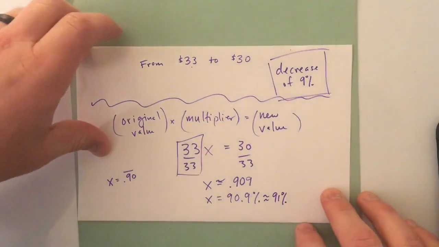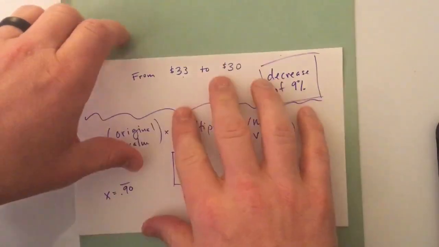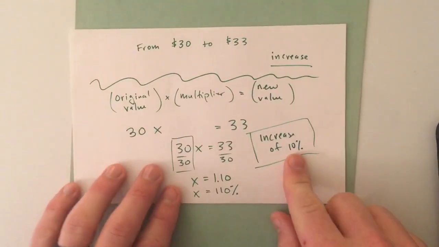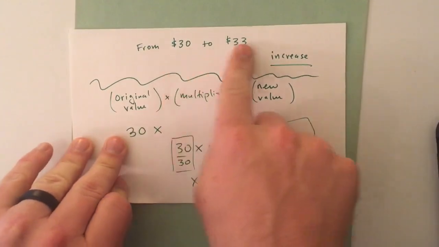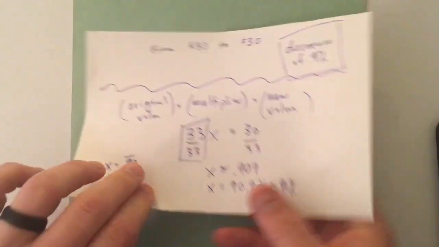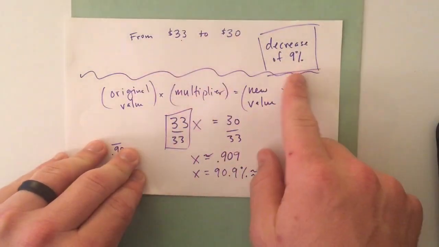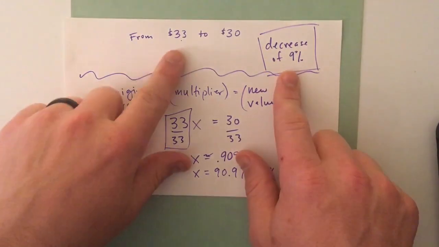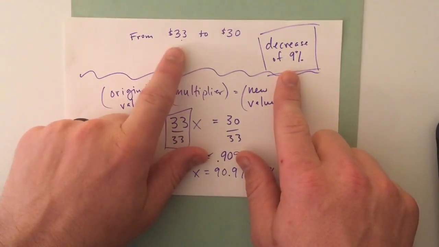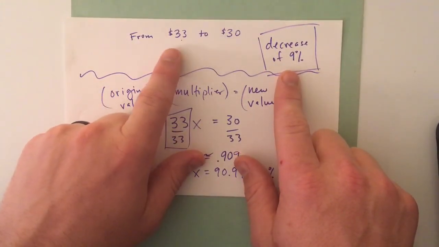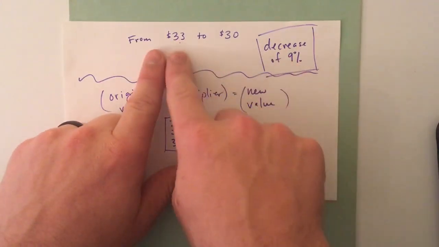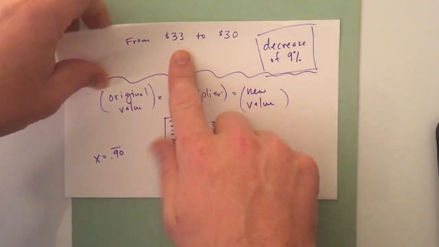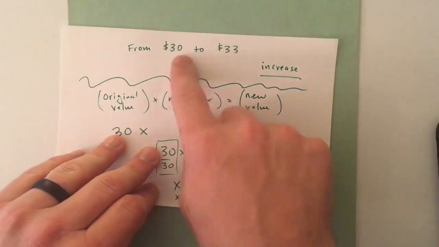This might be a little surprising, but even if it's the same numbers, 33 and 30, I'm increasing 10% if I'm going from 30 to 33, but if I'm going from 33 to 30, I'm only decreasing by 9%. The number we start with is important, right? Because it's 9% of 33, right? And it's 10% of 30.